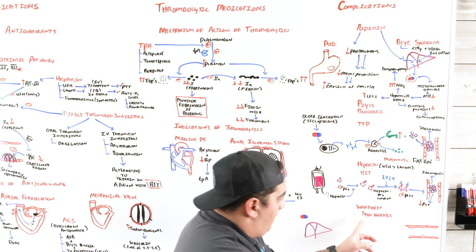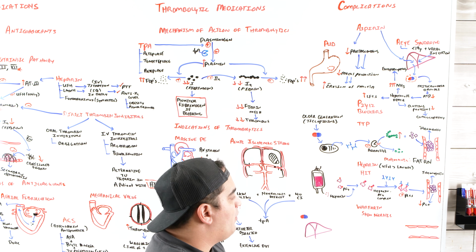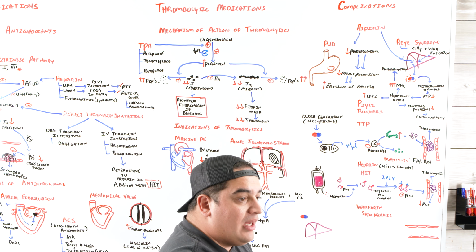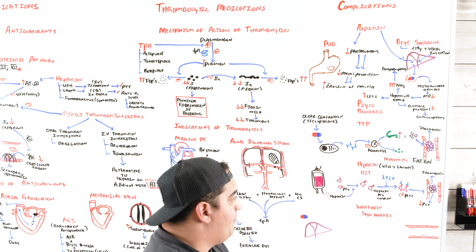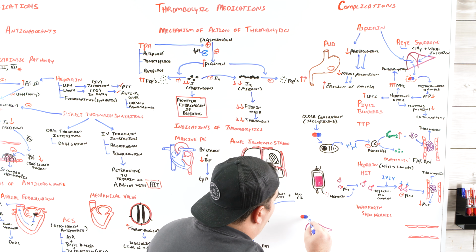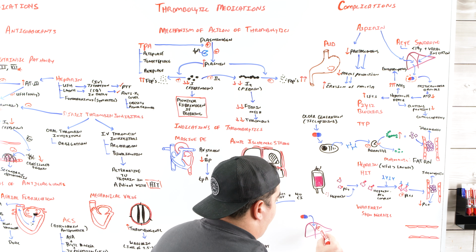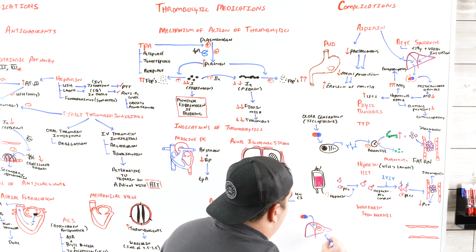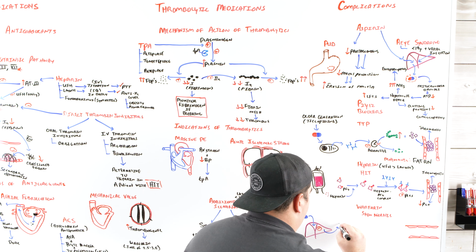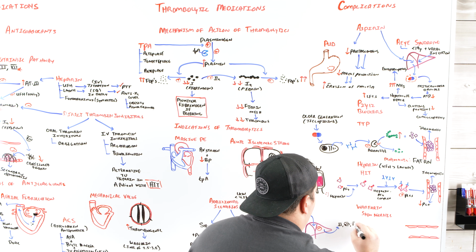Last one is warfarin. So warfarin can cause something called warfarin-induced skin necrosis. And this is one of the reasons why we give heparin as a bridge prior to just starting off warfarin on its own. So what happens is warfarin, when it's taken, it acts on the liver, right? Inhibits the vitamin K epoxide reductase, and that leads to less synthesis of those essential clotting factors, the functional clotting factors, such as factors 2, 7, 9, and 10.